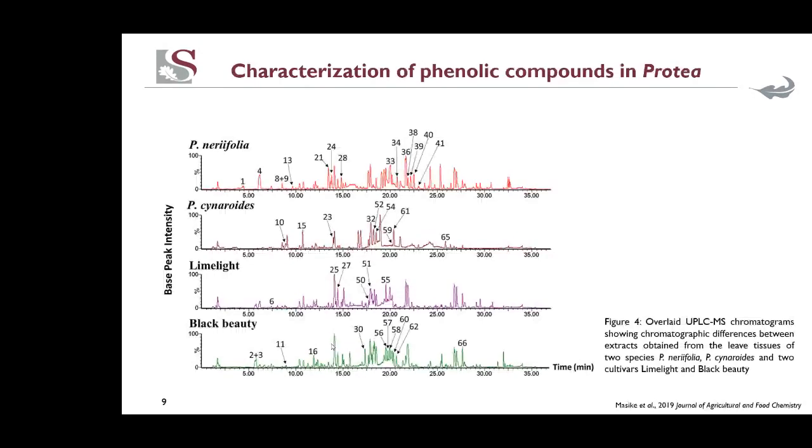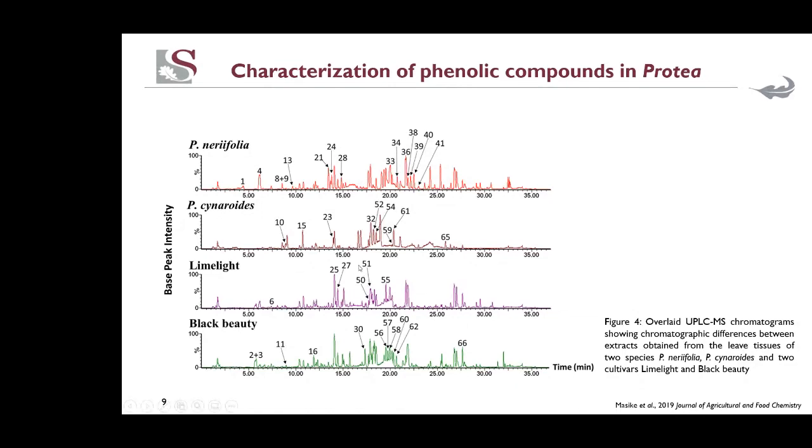Now for the results, these are UPLC chromatograms, which represent the two species, Cynaroides and Repens, as well as the cultivars Limelight and Black Beauty. What the numbers represent is how we numbered the different peaks, and this will make sense in the next slide. And what you see on the x-axis is the retention time. The retention time just tells you how long it took for the particular peak or compound to elute from the column. As you can see from these four chromatograms, there are chromatographic differences, suggesting phenolic compound differences between the Protea plants studied.